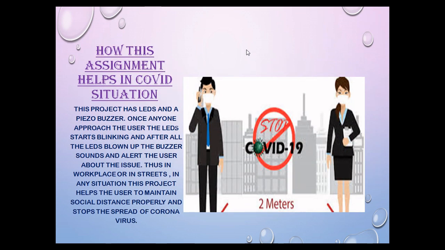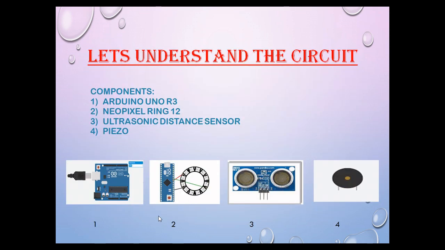So how does this assignment help in the COVID situation? This project has LEDs and a piezo buzzer. Once anyone approaches the user, the LED starts blinking, and after all the LEDs are lit, the buzzer sounds and alerts the user about the issue. Thus in the workplace or in streets or in any situation, this project helps the user maintain social distance properly and stops the spread of coronavirus.